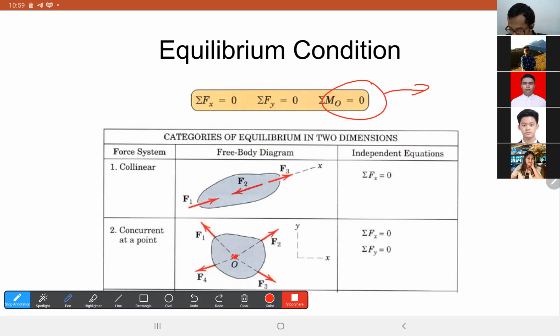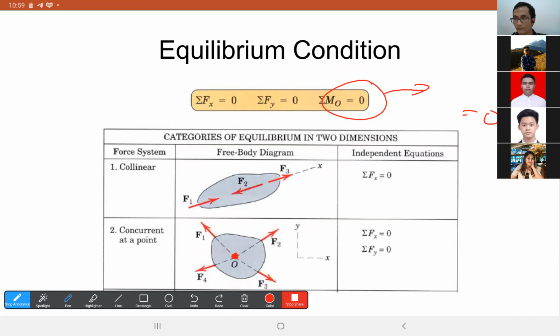Because if you calculate the sigma moment at point O there, for sure you will get the total moment equal to 0. Correct or not? Because all the perpendicular distances will be equal to 0 for F1, F2, F3, and F4. That's why we don't need to calculate sigma moment equal to 0 here, because for sure it's happening. Do you get it, Asan? I see. Okay, then. Thank you, sir.